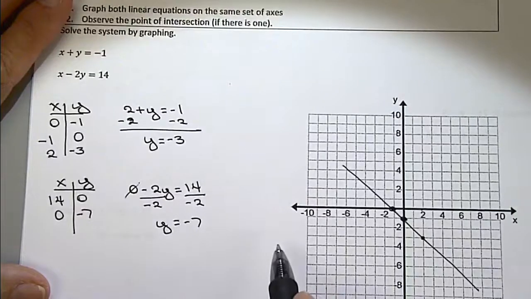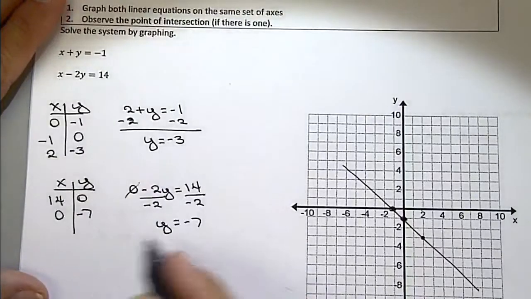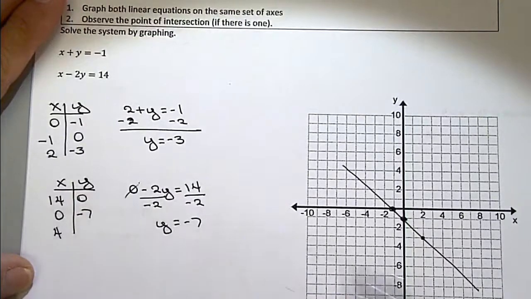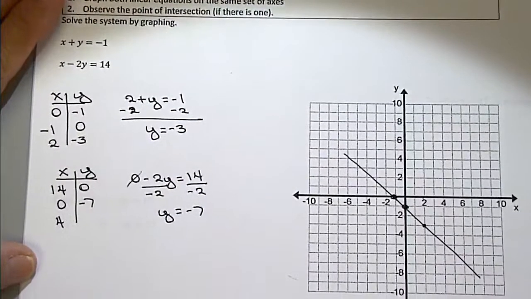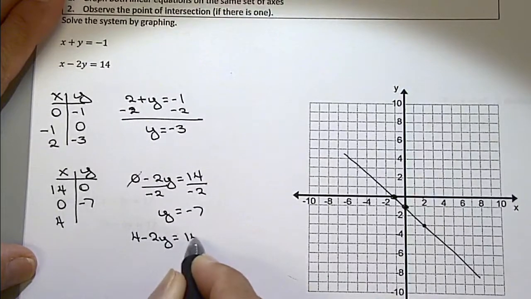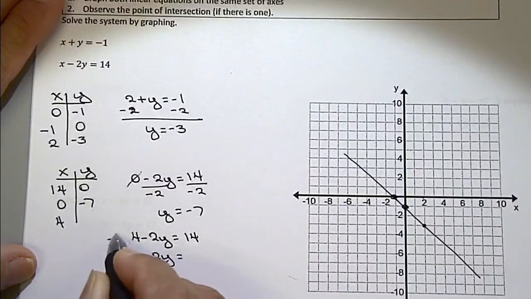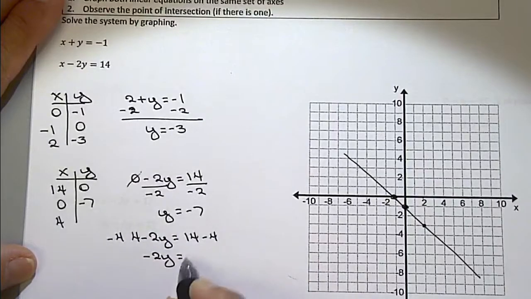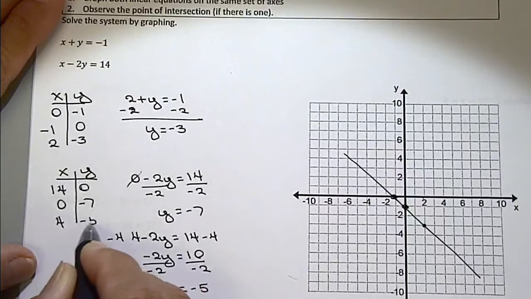So let's take something a little bit. I'm going to pick x of 4. I just am. Okay, I don't know if this is going to work out for me or not. But I'm going to say if x is 4, then I have 4 minus 2y equals 14, right? Well, -2y is equal to, what do I have to do? I had to subtract 4 from this side and subtract 4 from this side, right? That's going to equal 10. Divide both sides by -2. And I get y is equal to -5. Well, that at least is on the chart, isn't it?